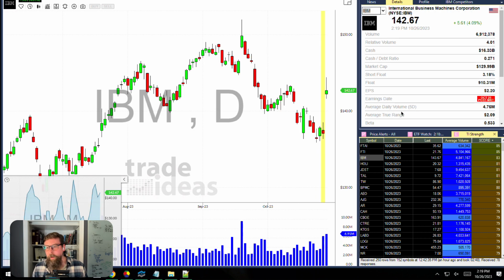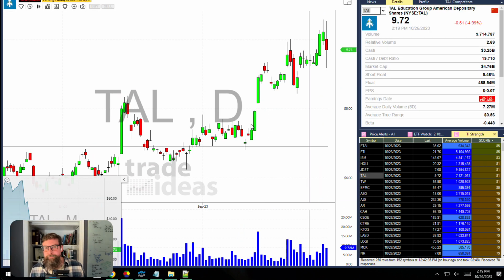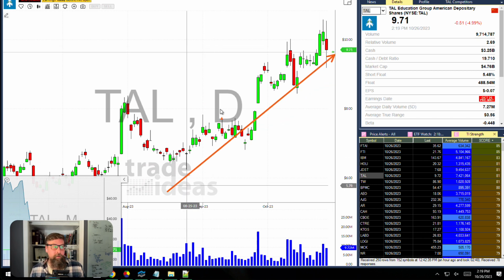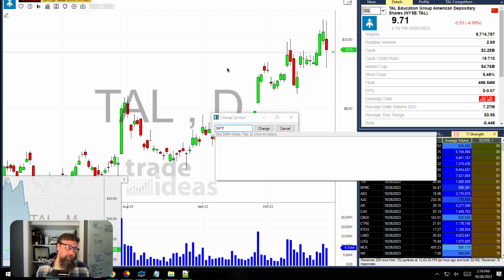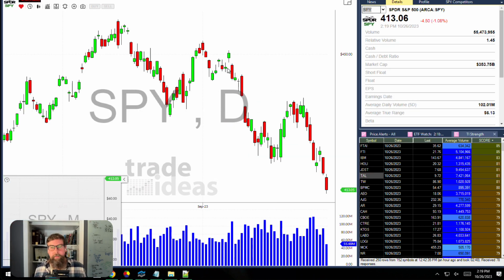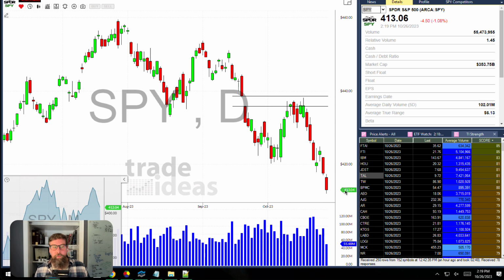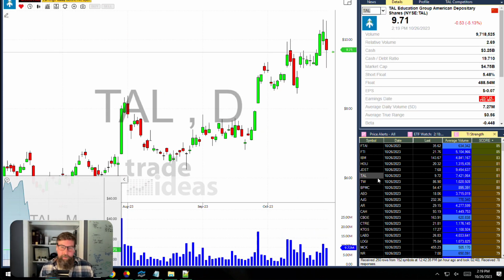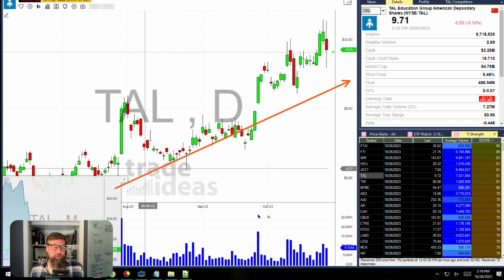IBM seems to be holding up well. Nice gap up on earnings. IBM still exists. That's funny. TAL, even though it's down on the day, you can see if you just look at this chart right here, and then we go look at the market, that comparison I was talking about before really holds true, where the market is down and downtrending and even down today. Even though TAL, which I think is an education company out of China, is down a little bit today, this overall trend has been doing absolutely phenomenal.